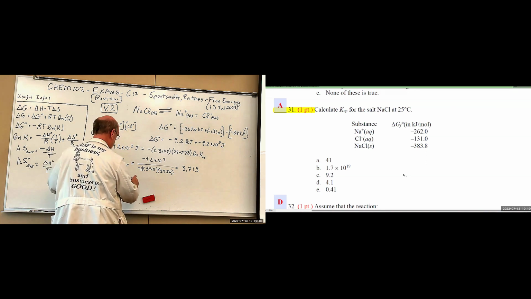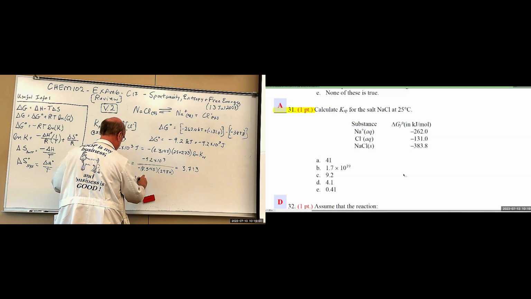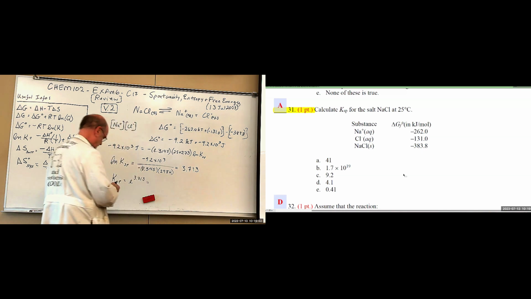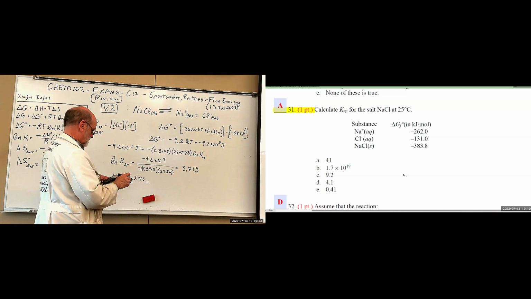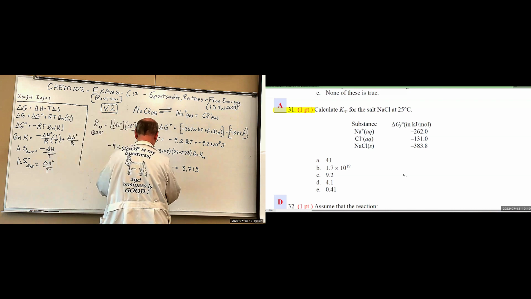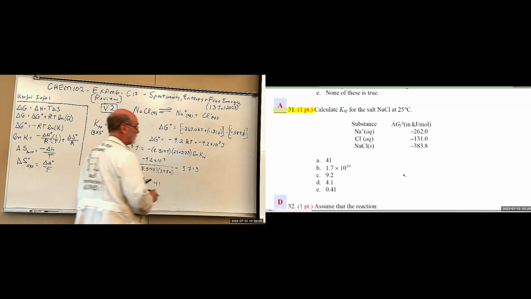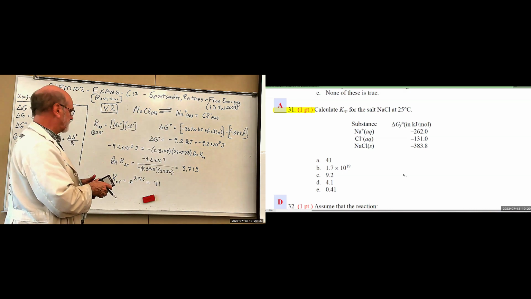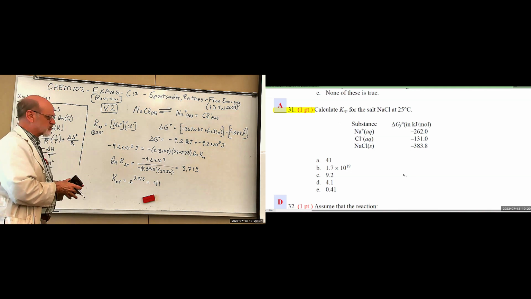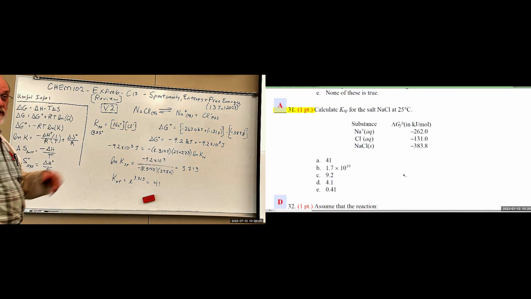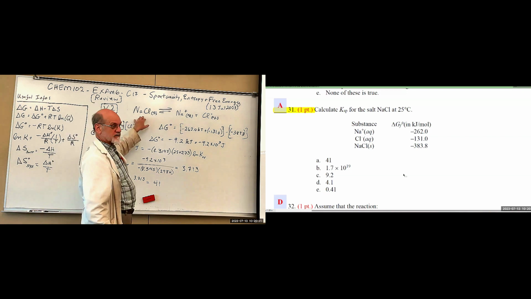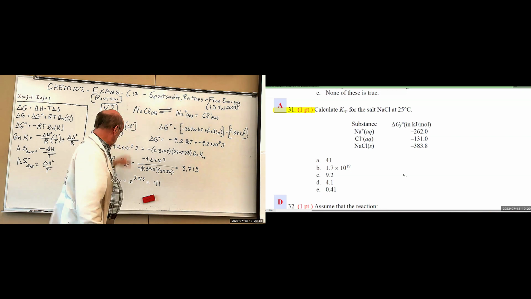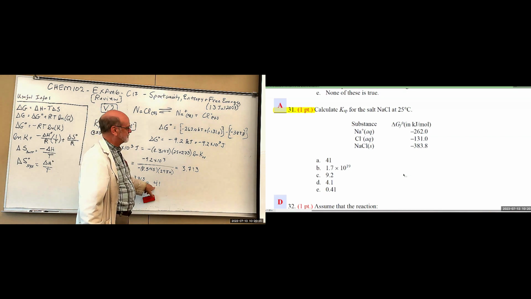Okay. And the KSP is what? It's e to the 3.713, which is about 41. Okay, so it's extremely high, which is what we would expect, right? Sodium chloride is very soluble in water, so it has an extremely high KSP.